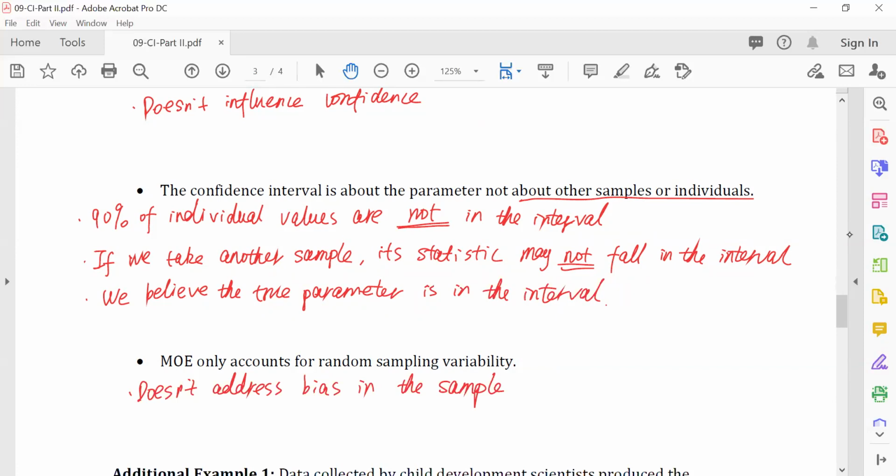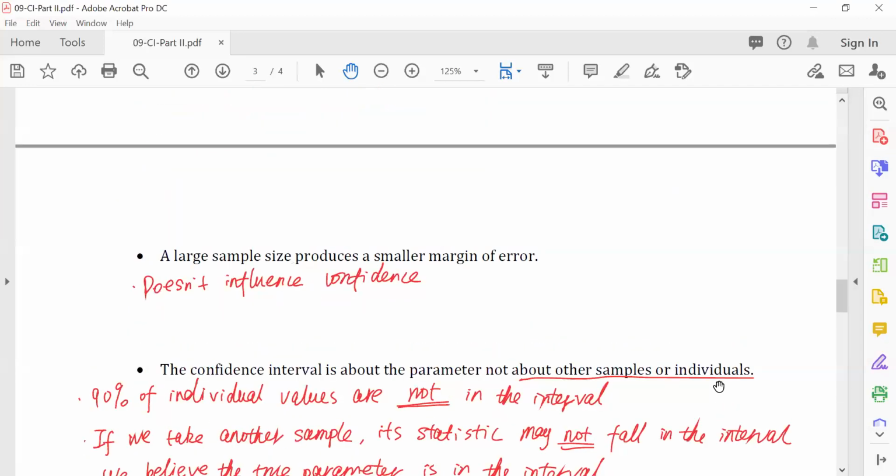Any questions about what has been talked about in here? It's pretty much the same thing that we have talked about, but I'm just trying to summarize it so that you get a clearer picture. Any questions about any of these?